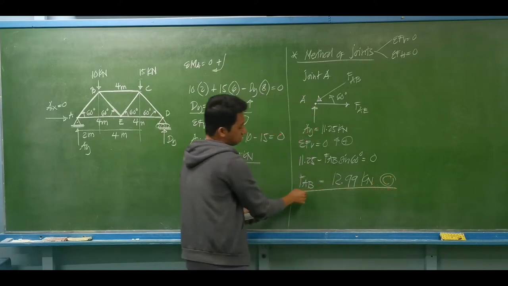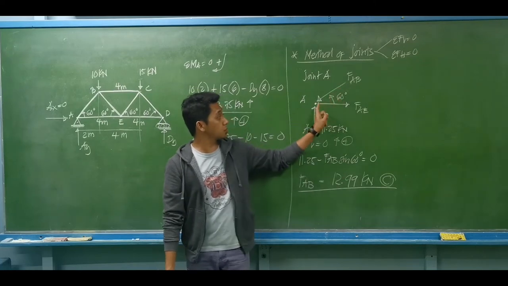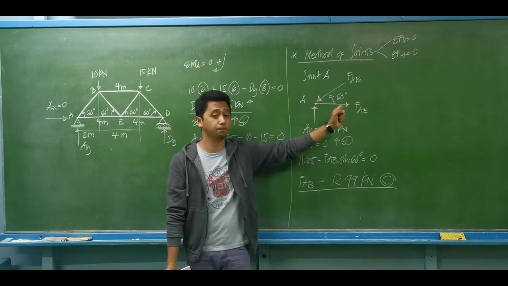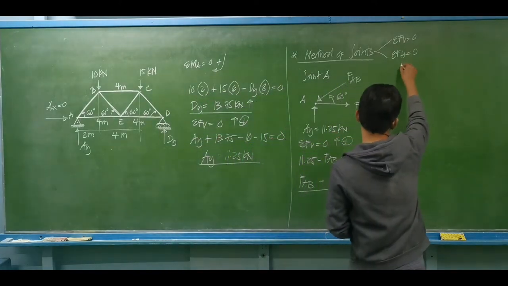So kailan natin masasabi that the axial force is compression or tension? If the force is towards the joint, that is compression. If the force is away from the joint, that is tension. So AB is under compression.